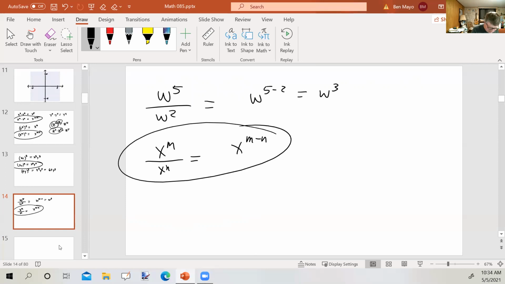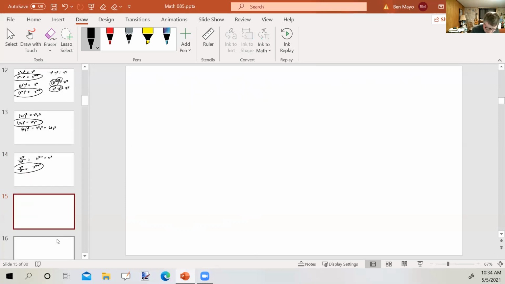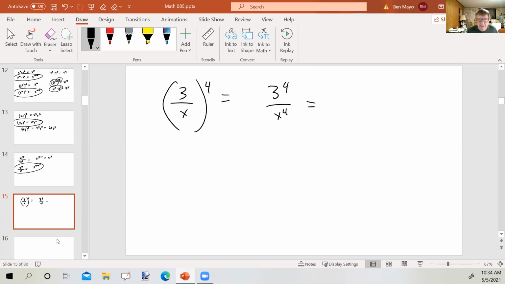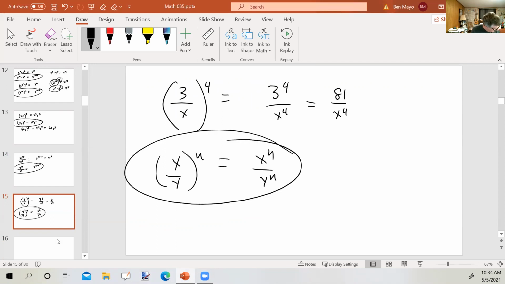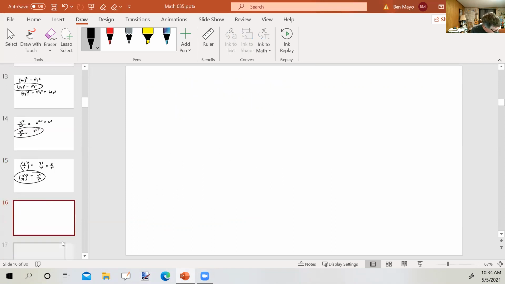Okay, let's see. If we have a quotient raised to a power, we attach the power to both the numerator and the denominator of the quotient. 3 to the 4th power is 81. That would be over x to the 4th. So if we have something like x divided by y, raised to the n power, that's x to the n power over y to the n power. Power of a quotient.